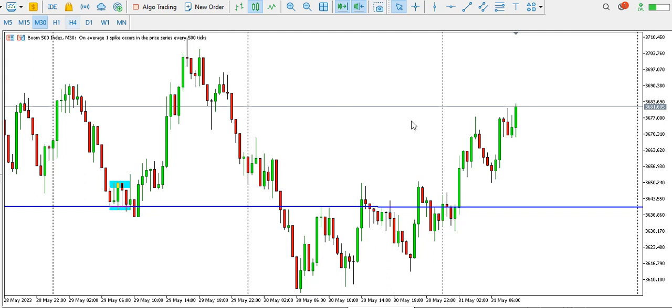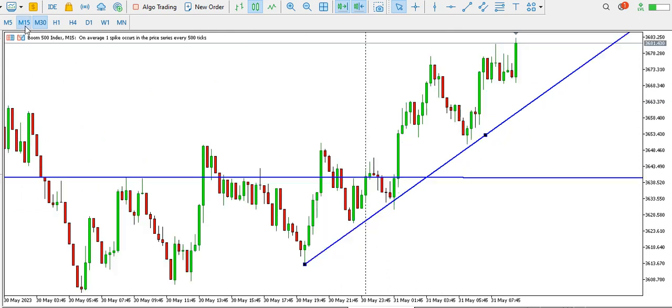For the 30 minutes time frame, we can see that price is forming a low, a high, lower, higher low, higher high, higher low, higher high, higher low, higher high, higher low, higher. So that's typical of a bullish structure. So price is gradually spiking upwards. So you may consider buying Boom 500 index.